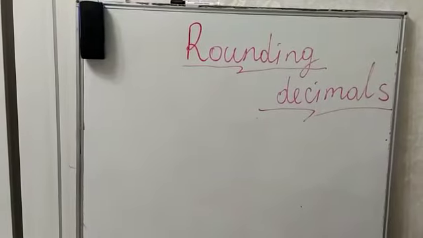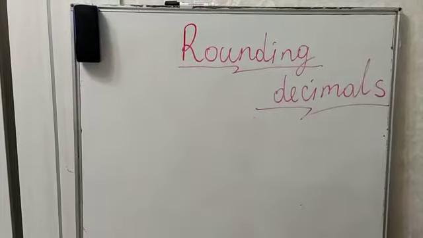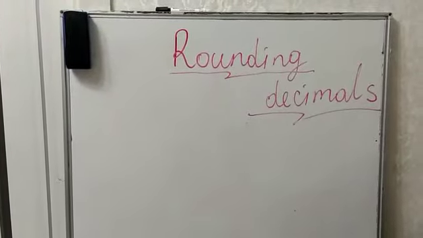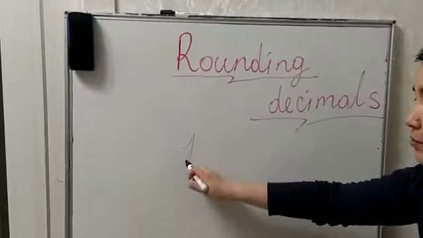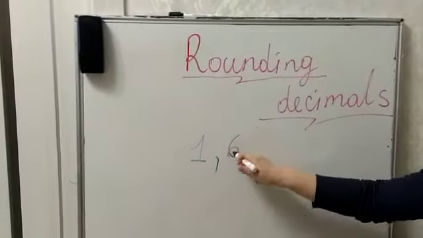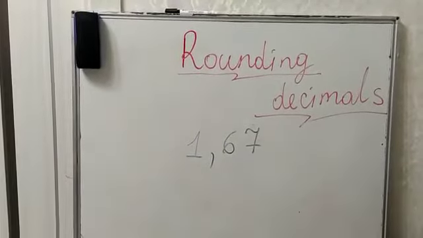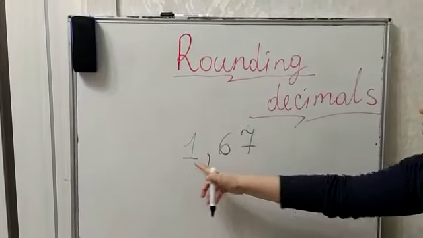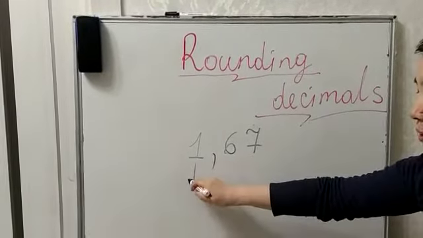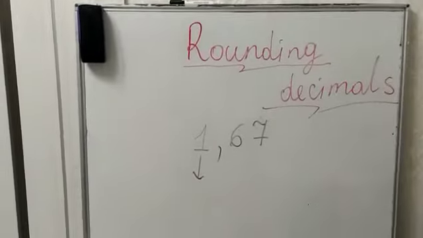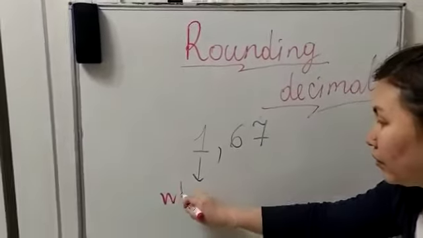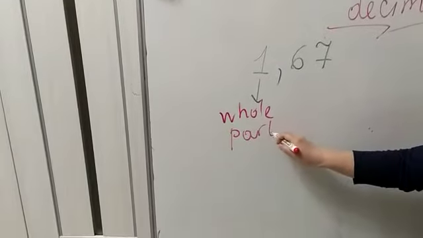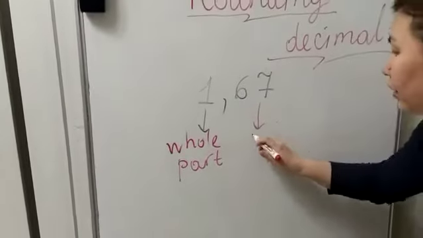Today we will learn the subject of rounding decimals. First of all, let's understand what a decimal is. For example, we have an expression like 1.67. What does this point mean? This point separates the number into two parts. This part is called the whole part, and this part is called the decimal part.